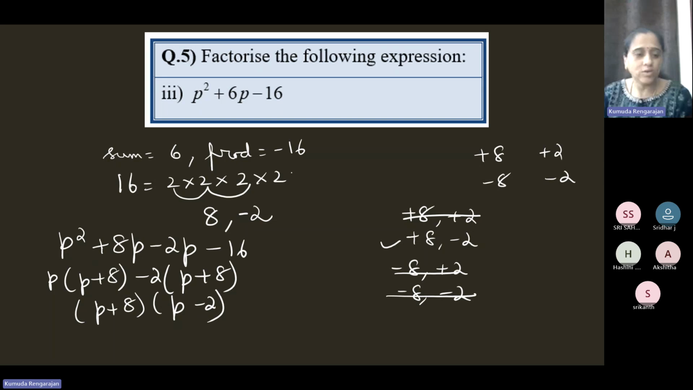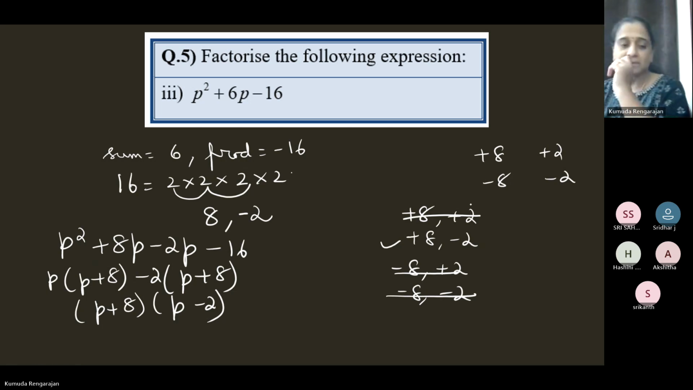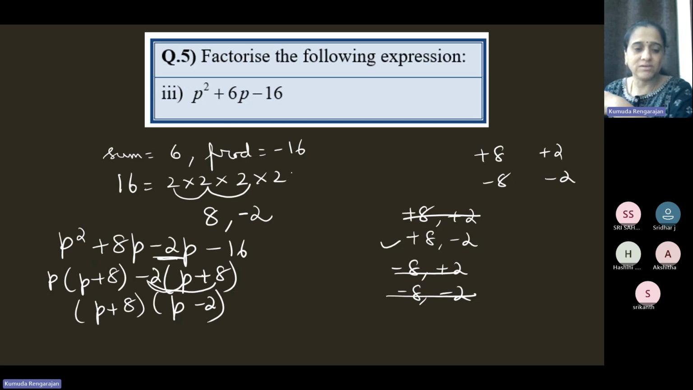Here you're not supposed to put a bracket. This is wrong. Then that becomes multiplication: P squared plus 8p into minus 2p minus 16. That's multiplication. See now, I've been telling time and again, when you multiply these two, -2 into p is minus 2p, -2 into plus 8, minus into plus, minus 2 8s is 16.